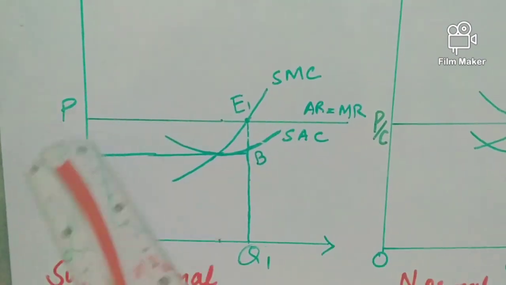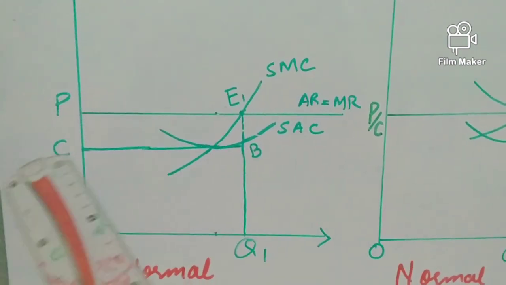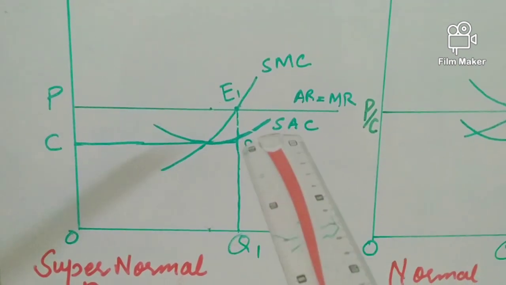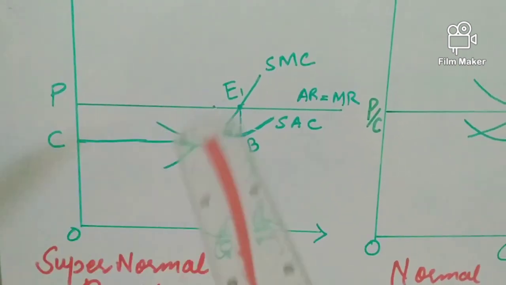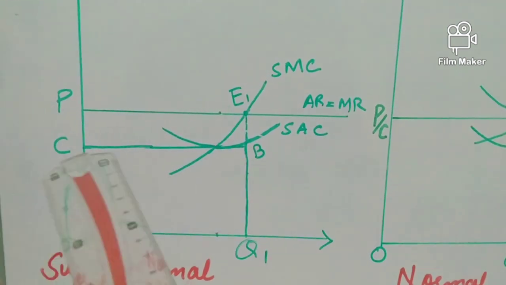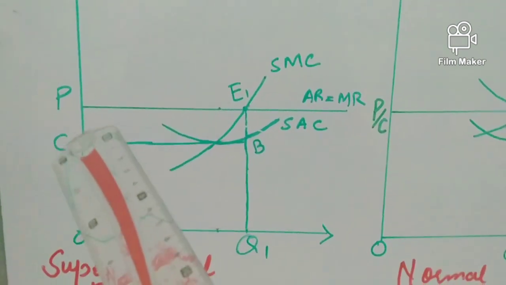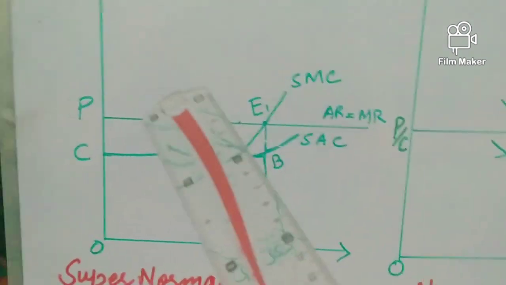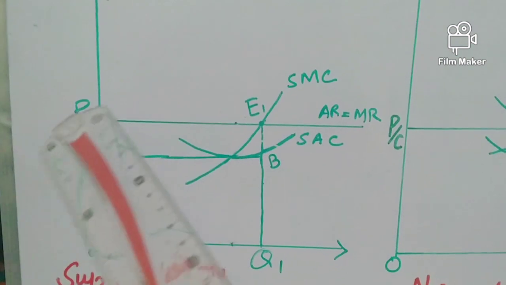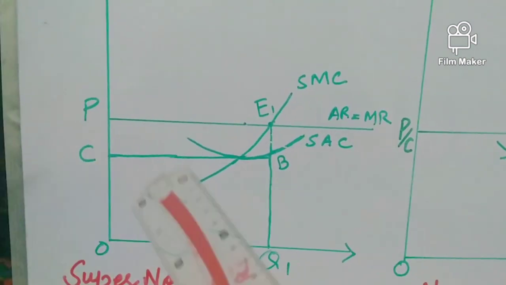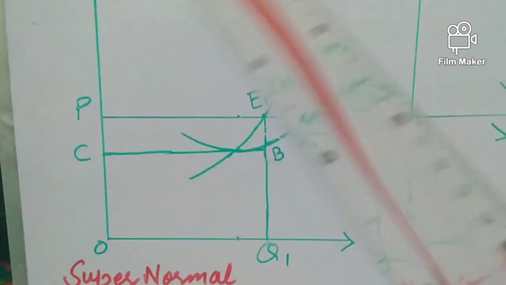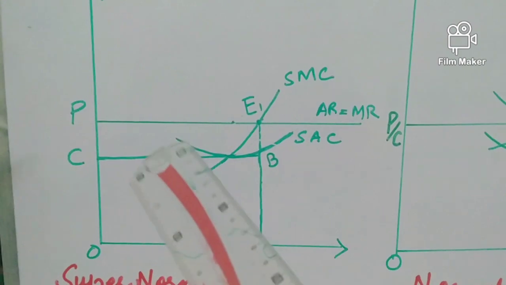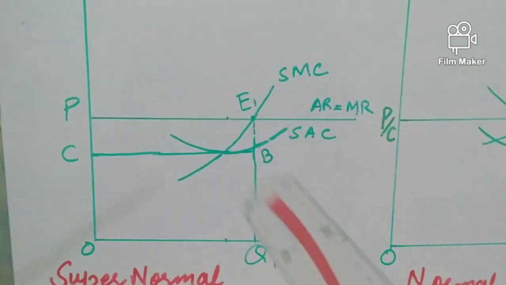And now the cost is CB, as here it is according to the short-run average cost curve. If we measure the cost, it is CB. Students, you will observe that under this case the price is above the cost. So in this case, the firm will earn supernormal profit because price is above cost, and this supernormal profit is equal to the area CPE1B.